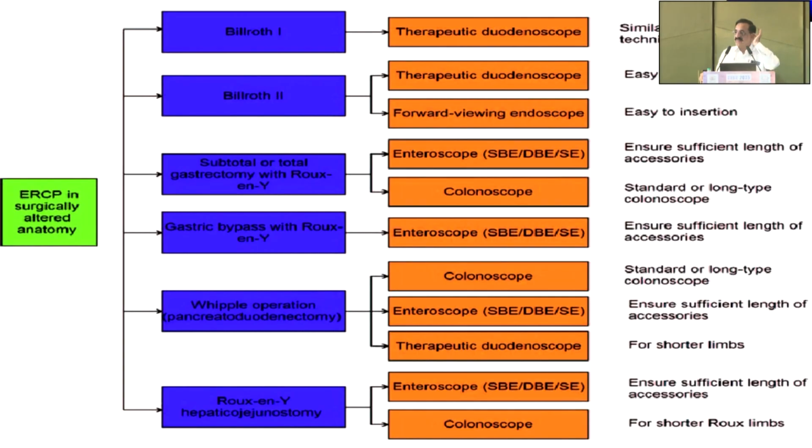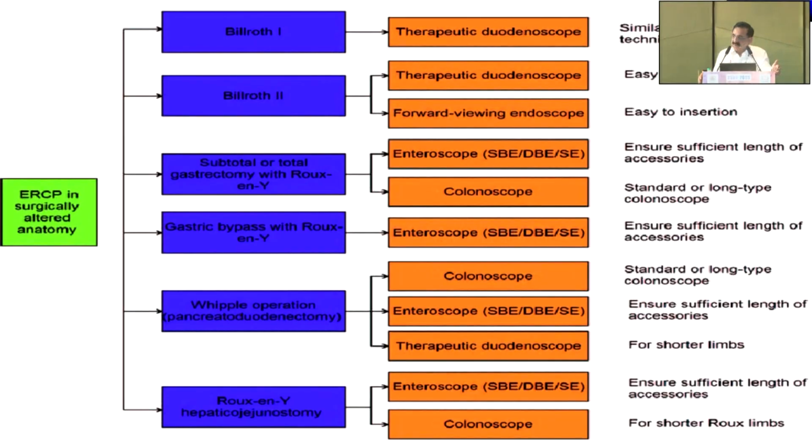So this is the summarization of what kind of surgery, what kind of scopes we can use. In Billroth 1, therapeutic duodenoscope. In Billroth 2, depending on the length of the stoma, either you have a forward viewing endoscope of any variety, upper GI endoscope, colonoscope, or over tube assisted enteroscope. Subtotal, it is usually a long loop, so you do not have the option of upper GI scope, but enteroscope remains the procedure of choice.